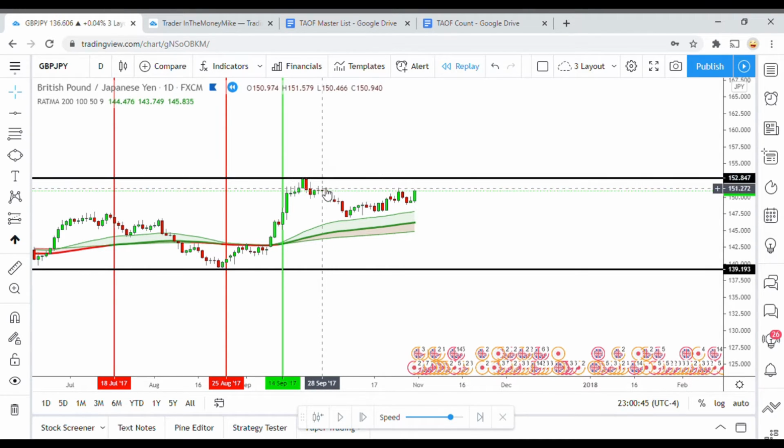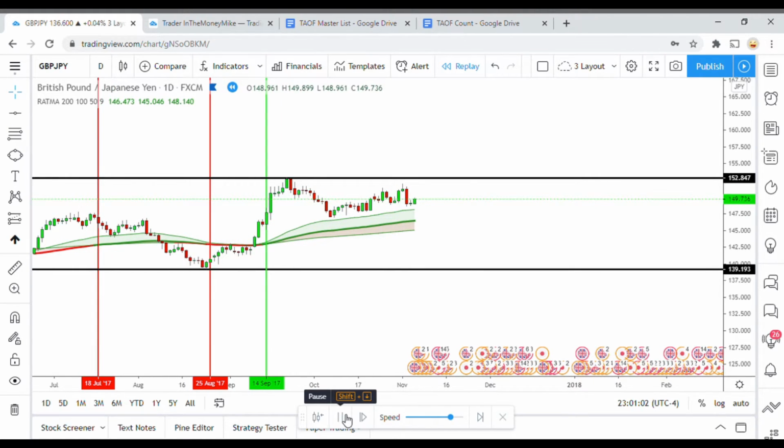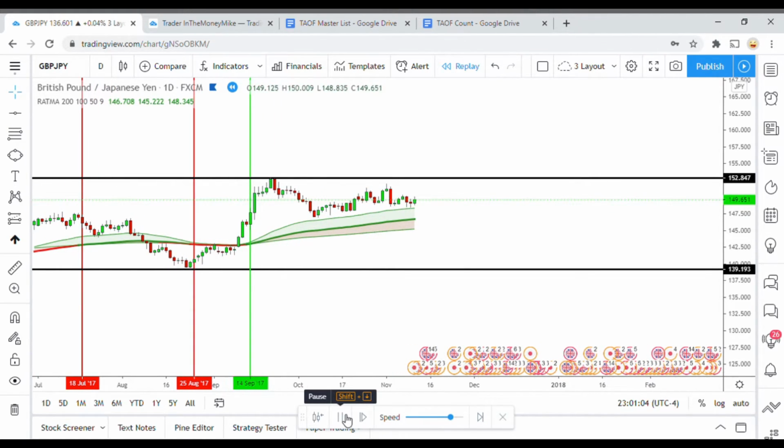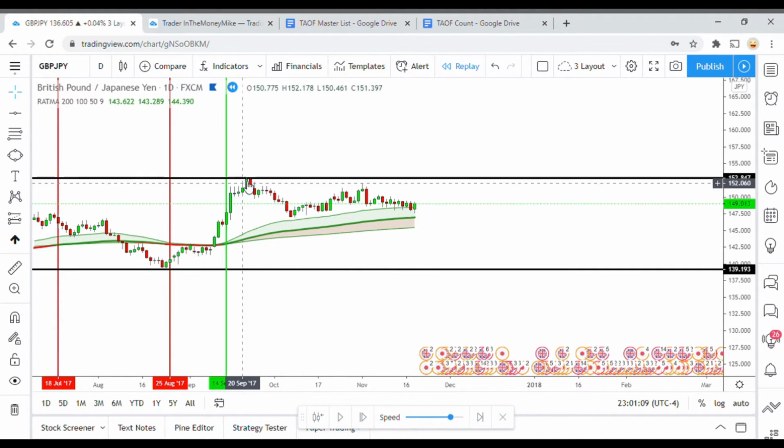I honestly expected it to come back and test this area. And so when it didn't, it just shoved down. That's kind of an example of how price action sometimes just doesn't quite work out the way we expect it is going to. Let's see what it does now.